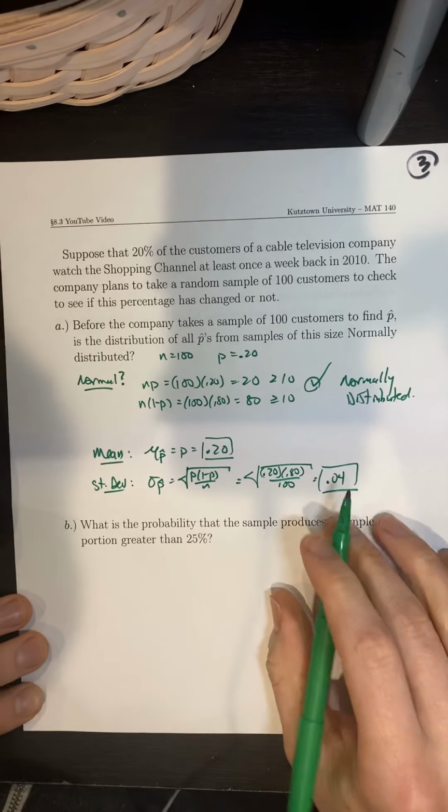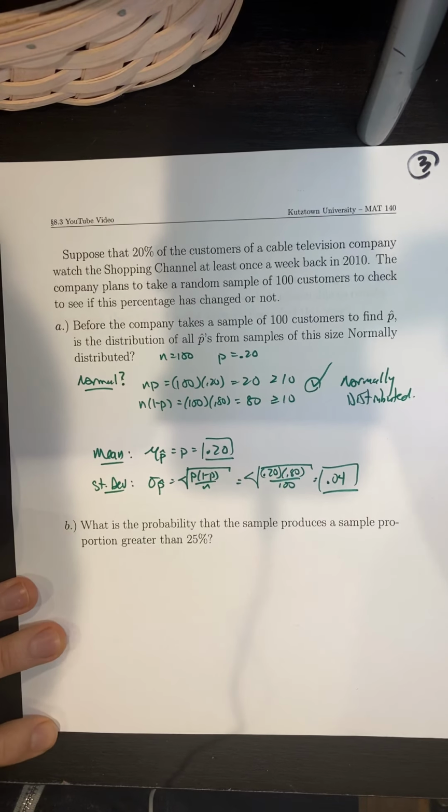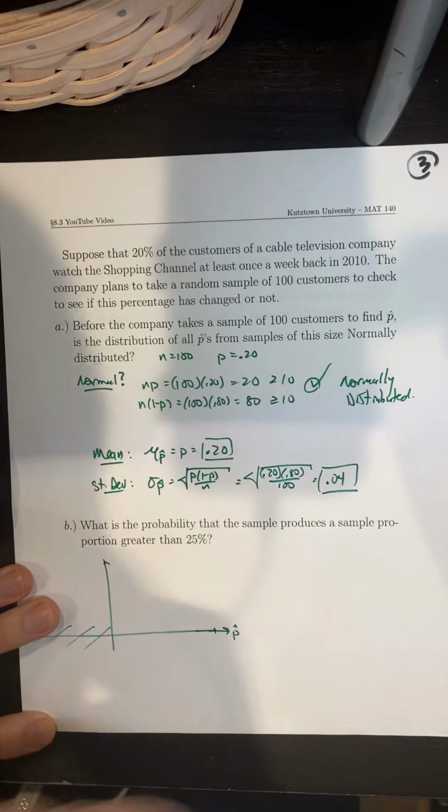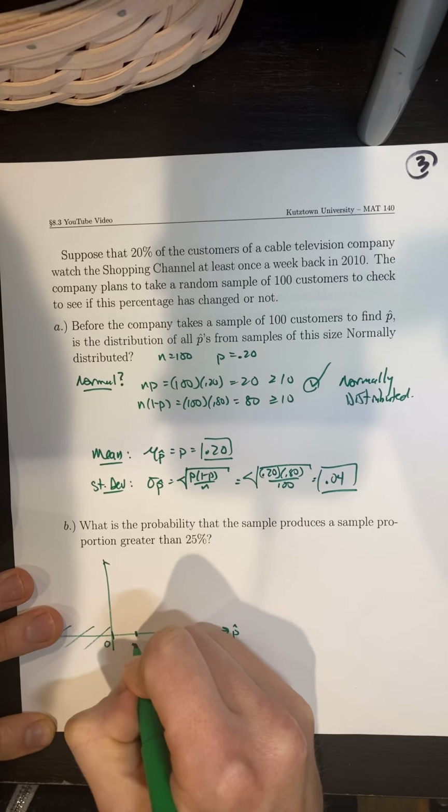Now I can answer a lot of different questions. What is the probability that the sample produces a sample proportion greater than 25%? So with this information up here, before the company even samples these 100 people, they can actually find the probability that it would be bigger than 25%. So what does that mean? Well, what we have here is a sampling distribution, between 0 and 1, and the mean is at 0.20.